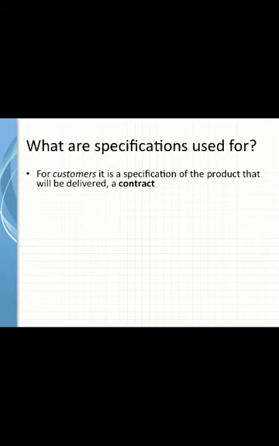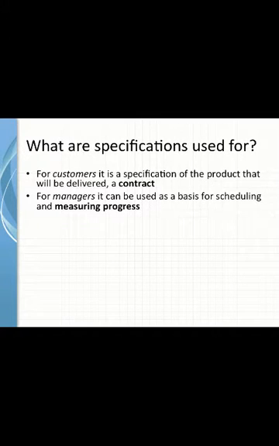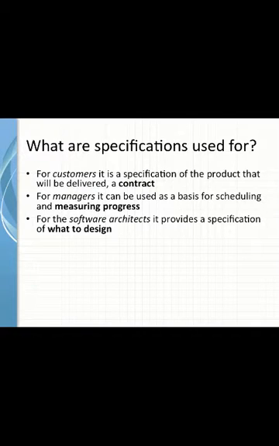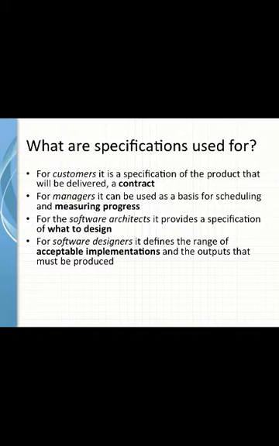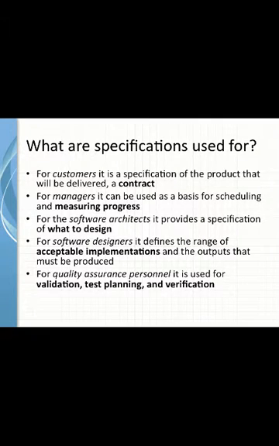Requirement specifications are used for different purposes by different stakeholders. For customers, the specification is considered to form the technical part of the contract. For managers of a development project, requirements are typically numbered, and these are used to measure progress during development. For software architects, the specifications describe what to design. For software designers realizing the system, the specification defines the range of acceptable implementations that can be chosen. Finally, for quality assurance, it's used for validation and verification, for example, planning tests.